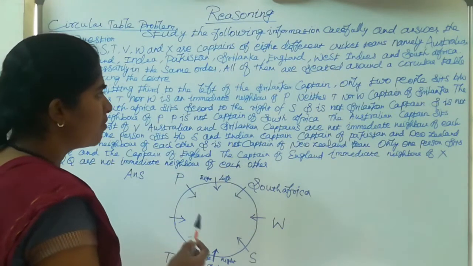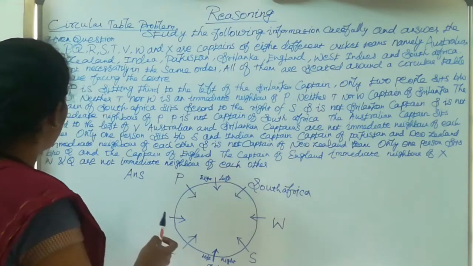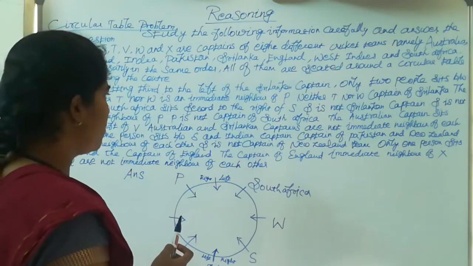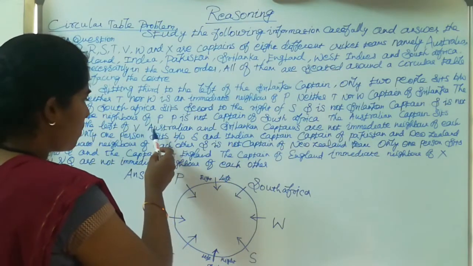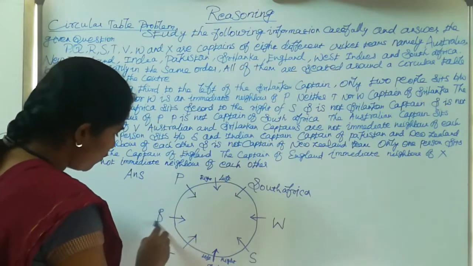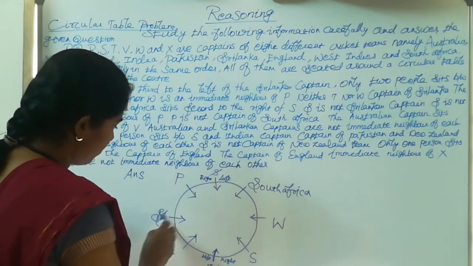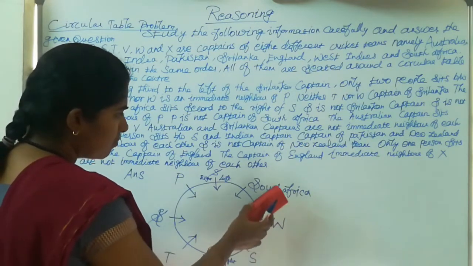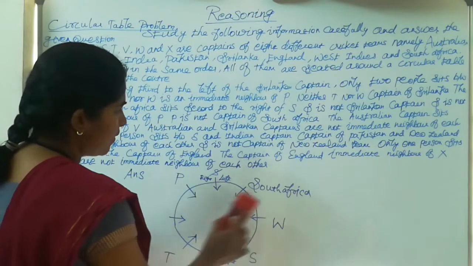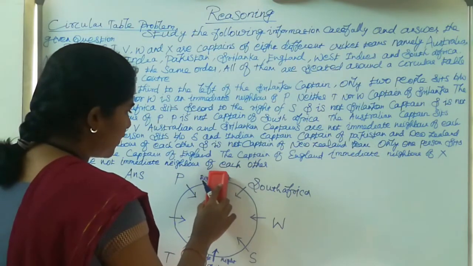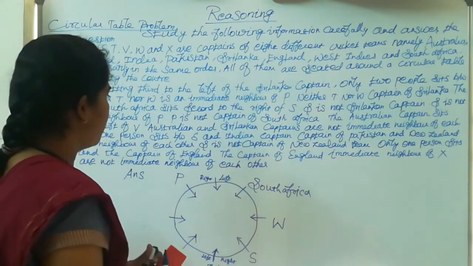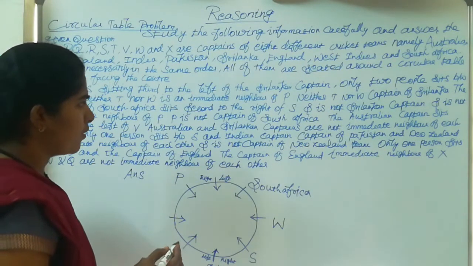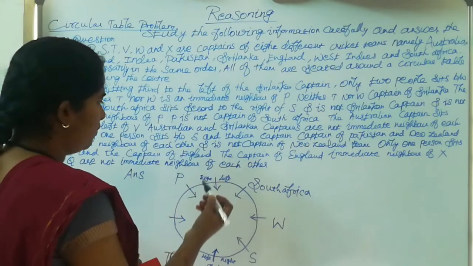S is not the Sri Lankan captain. S is not an immediate neighbor of P, so S cannot come here. The exact place of S is the neighbor of Sri Lanka, and second to the right of S is South Africa. P is not captain of South Africa.